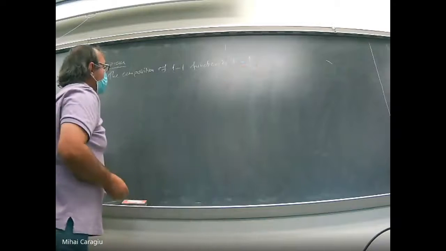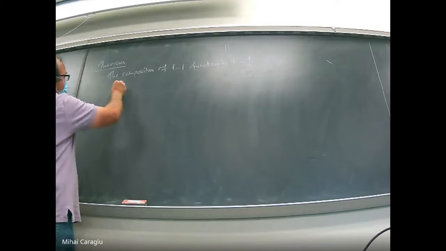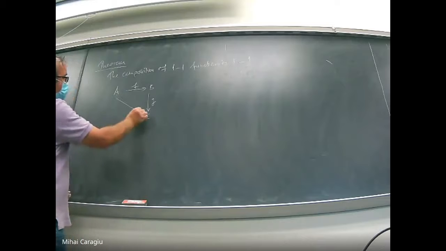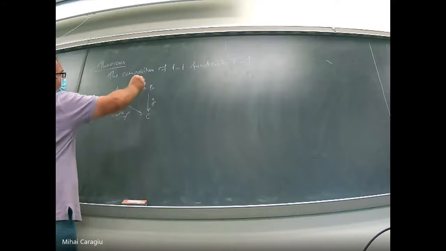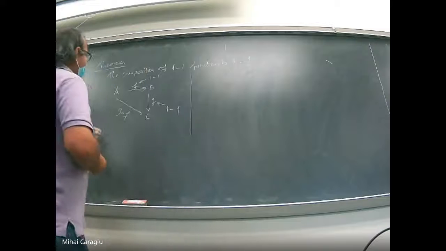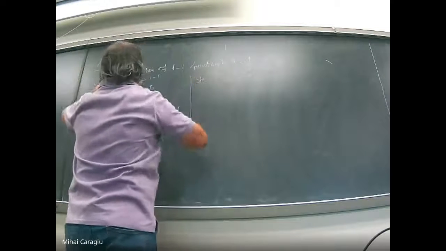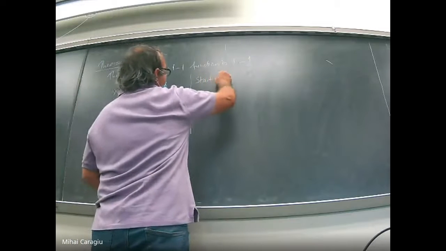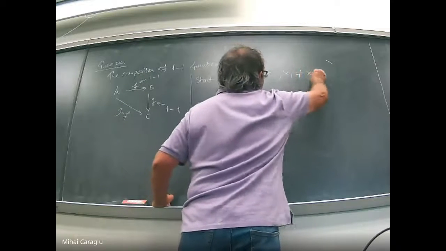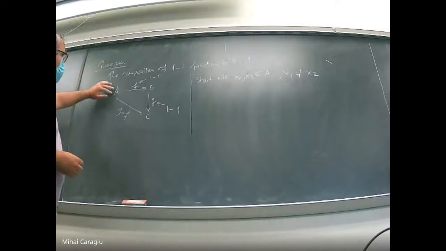In other words, we have from A to B a function f, and from B to C a function g. This will be g composed with f. f is one-to-one and g is one-to-one. These are the givens. We want to prove that g composite f is one-to-one. To prove this, let's start with two elements in A, x1 and x2 in A, with x1 not equal to x2. So x1 and x2 are two different elements of A.